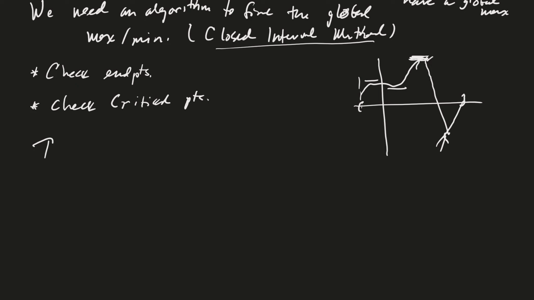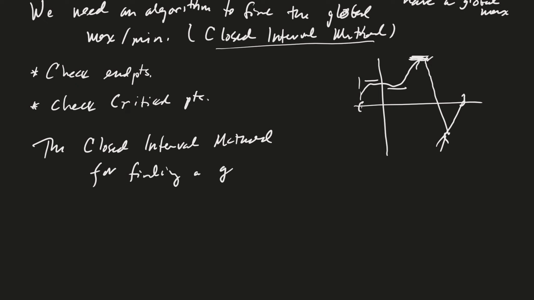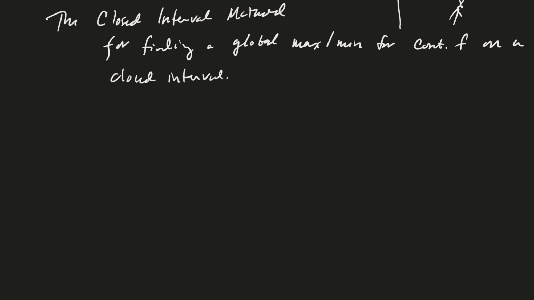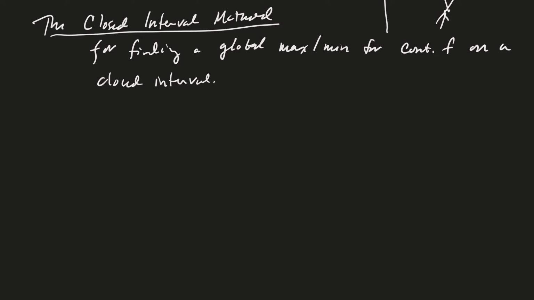So the closed interval method. This is for finding a global max and min for a continuous function on a closed interval. Actually, my long title there tells us what our input and our output to the algorithm are.